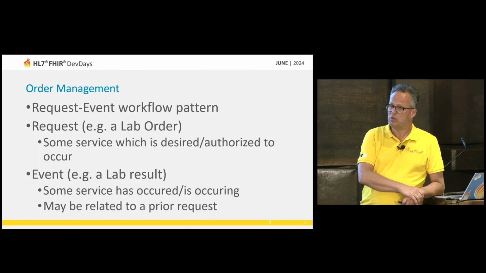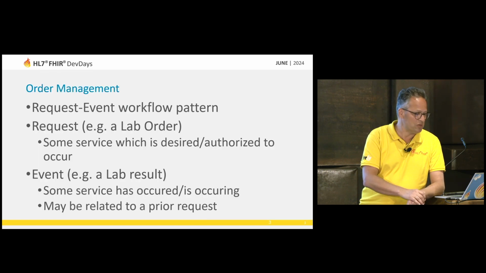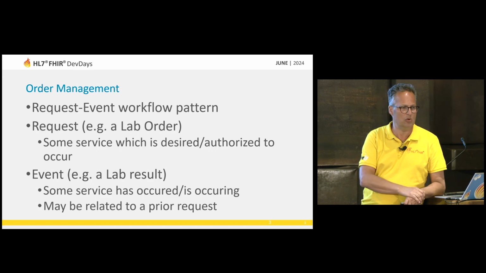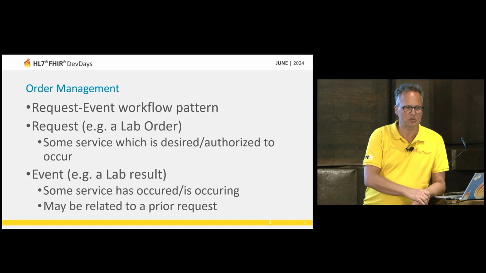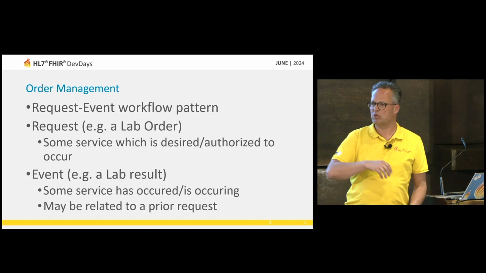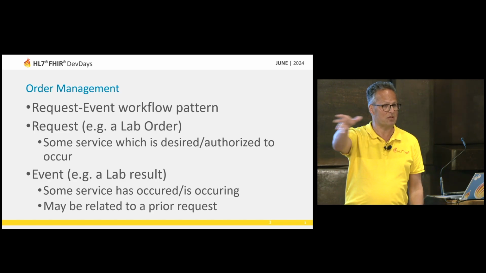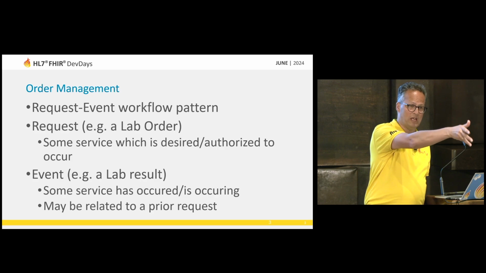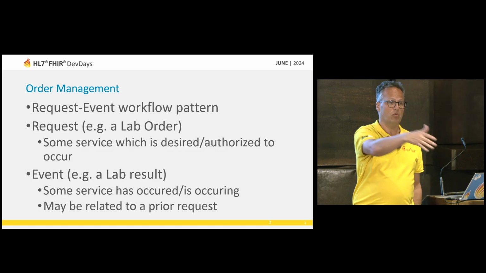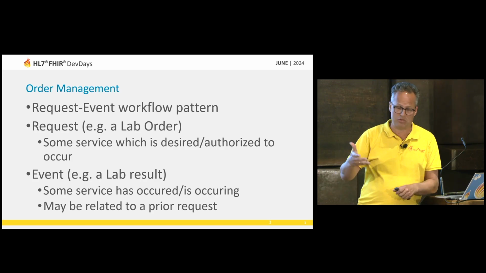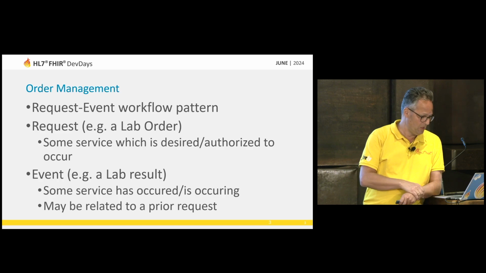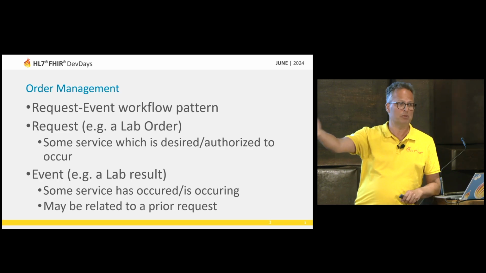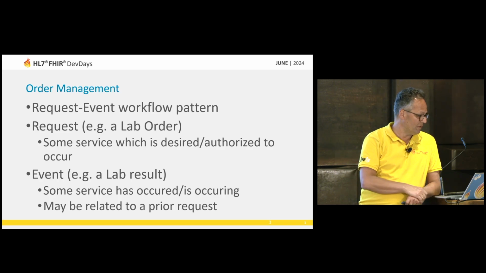So order management, if we look at that in the FHIR space, is an example of what FHIR calls a request event workflow pattern. That's a fancy way of saying that first we have the phase where we order stuff, and then it's done, and then we enter the event phase when we are actually doing the requested activity. So the request in this case would be our laboratory order, and the event would be the lab result, if we were to use that example.